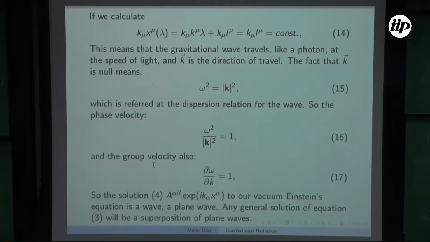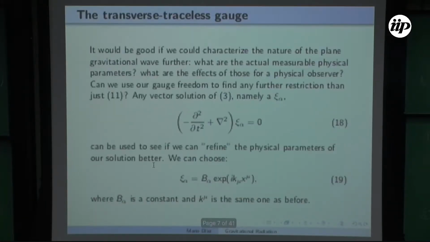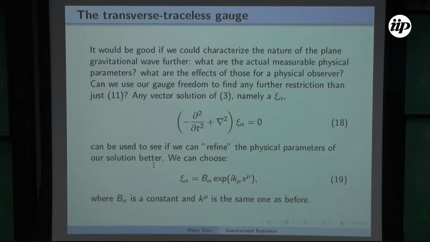So the solution that we obtain to our vacuum Einstein's equation is a wave. It's actually a plane wave. And any general solution of this equation will be a superposition of plane waves. Now, in order to understand better what this wave does and the behavior in the space-time of this wave, it would be good if we can understand what it actually does, or what are the measurable physical parameters of this wave. And so what would an observer see? And we can use the gauge freedom to find further restrictions on our equation.